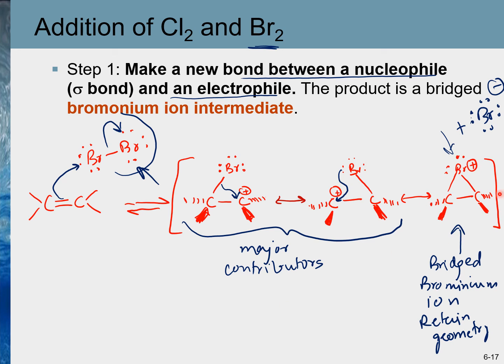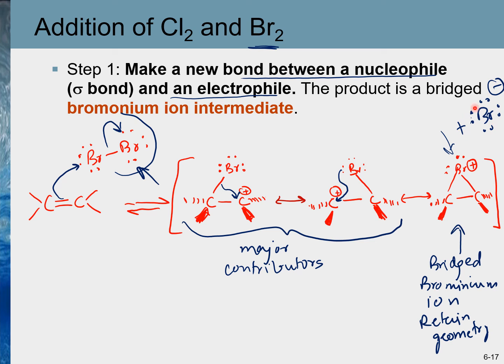The meaning of retaining the geometry is that this contributing structure is the one which explains the formation of trans product. As we can see, the top side of the double bond has already a bridged brominium cation, right? So it means the top side is pretty much blocked for the nucleophile to come and attack these carbon atoms. So these carbon atoms are already bonded on the top side. So the only side which is available for this electrophile to attack is from the bottom.